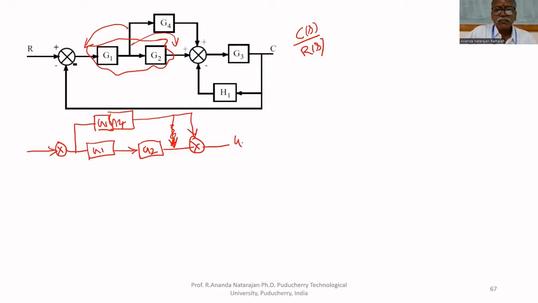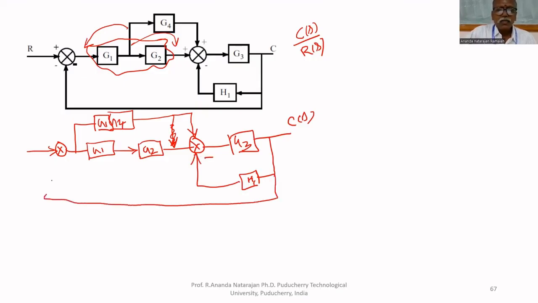Then G3 is there, C of S, and H1 is there. This is a unity feedback. Gain is unity, no amplification. This is a minus sign. So these two can be multiplied together. That's why G1, G2 can be written. In the next diagram, you have to write G1, G2.